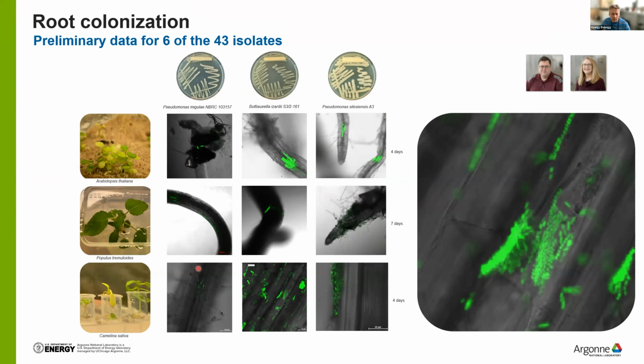Here are some colonization outcomes using confocal microscopy. So we find some microbes that can actually colonize all 3 plant species. And we're starting to see some of the morphologies that we observed before with the program that Ken was heading.